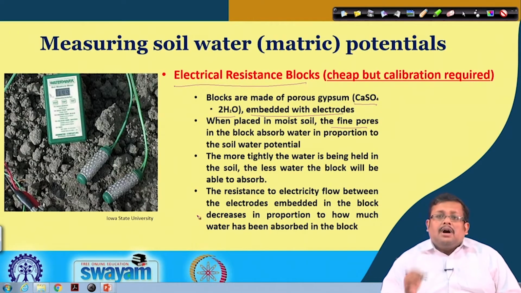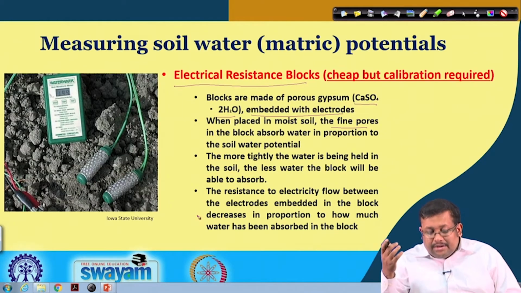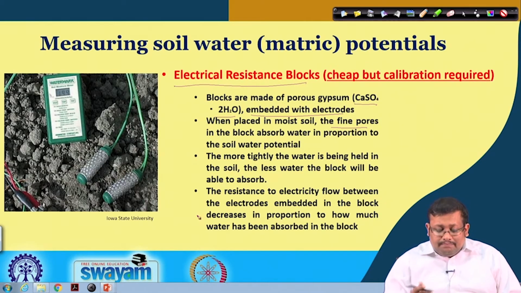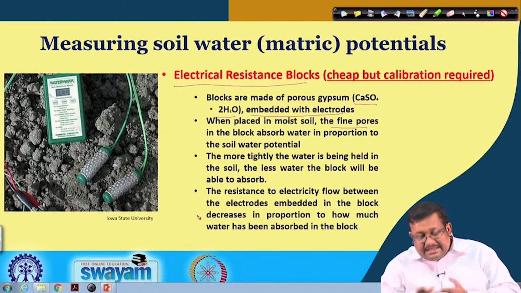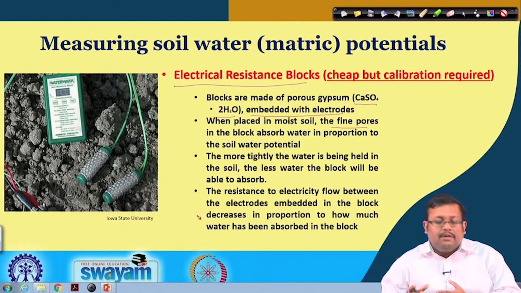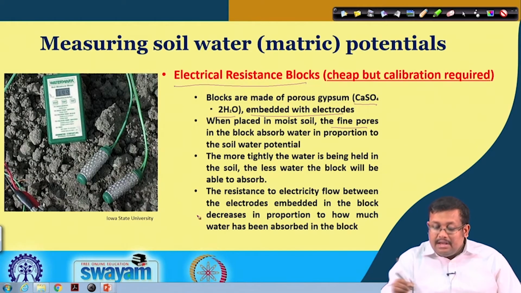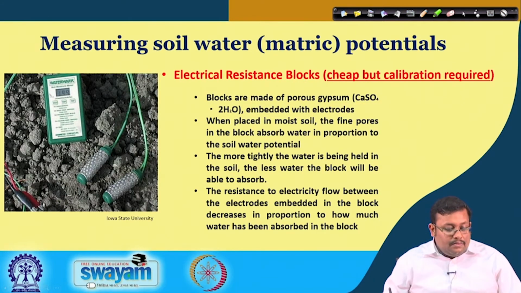In other words, the more tightly the water is held by the soil matrix, the less likely it will be absorbed by the block. As a result, the resistance to electricity flow between the embedded electrodes in the block changes because of the changes in water absorption. These changes in electricity flow are measured by this electrical resistance block, and this is how it works. So, we have covered this.